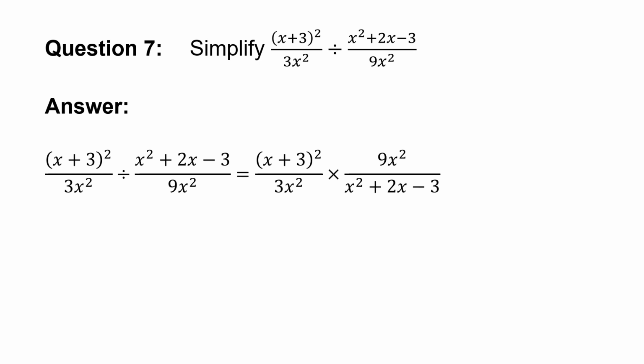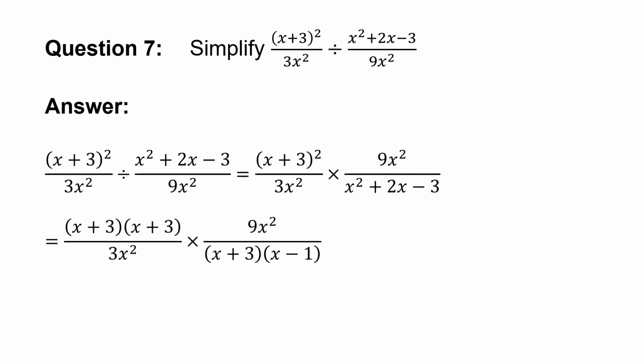From here, our next step is that we're going to want to factorize that quadratic. So when we factorize this quadratic, x squared plus 2x minus 3, we get x plus 3 times x minus 1. You can see here I've also expanded out this square bracket just to make it a little bit easier to show you when I cancel out some of the terms.